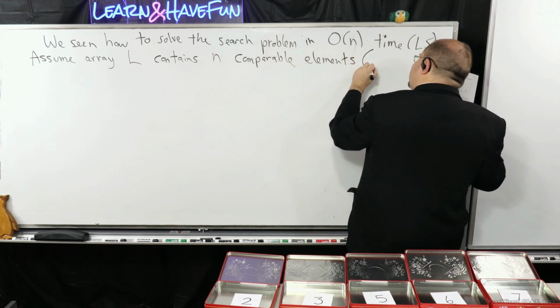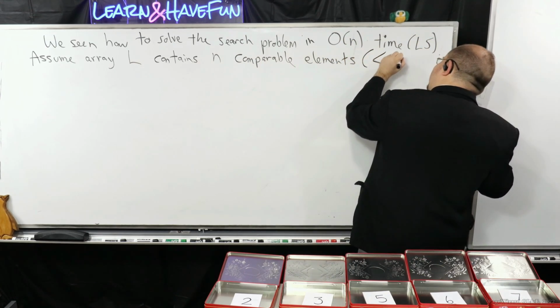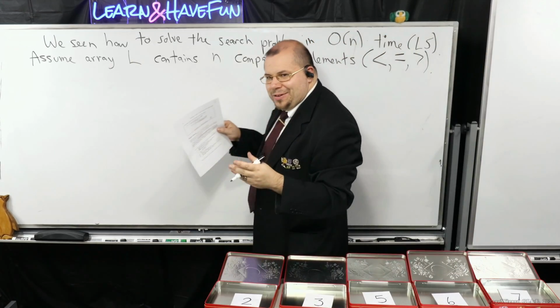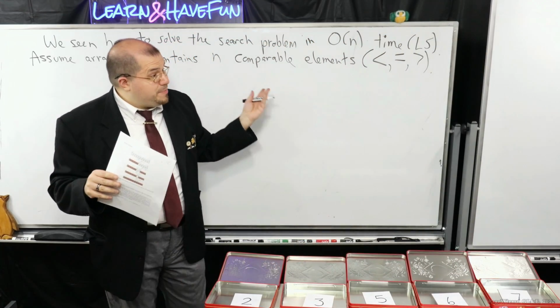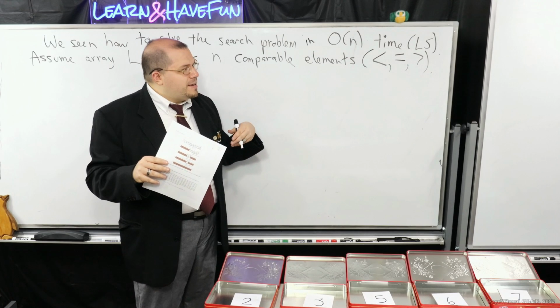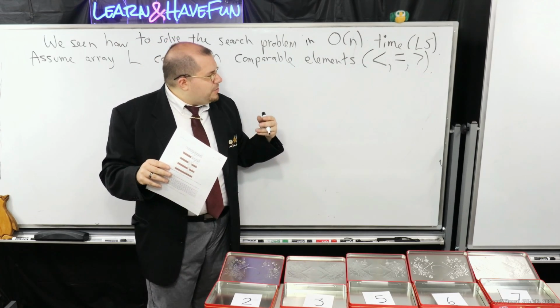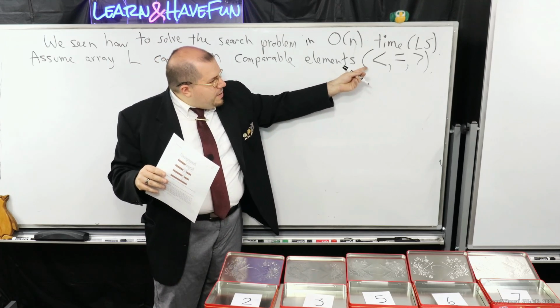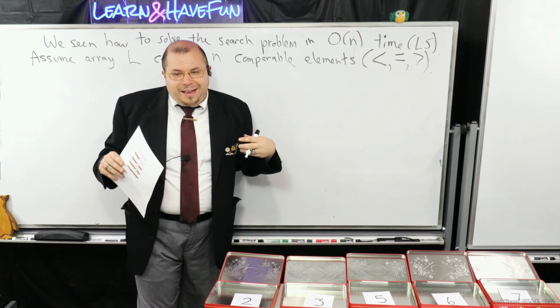That means you should be able to tell me if it's less than that thing, equal to the thing, or greater than the thing. If I give you 2 numbers, for example, numbers are comparable elements. There are many other kinds of data that have this property. If you can do this, then you can say it's comparable.